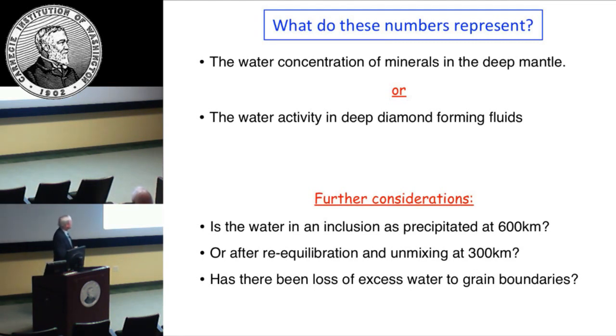Do they represent the water concentration of minerals in the deep mantle, which is what we would hope they would, or do they reflect the water activity in deep diamond forming fluids? And I hate to say it, but it's probably the latter, because Andy Thompson, who did his PhD thesis on all these inclusions, has found that these inclusions plot in between kind of pyroxene or peridotite and eclogitic end members. And so therefore, the only way he could make the major element composition would be by reacting the mantle with the diamond forming fluids in sort of a back reaction.